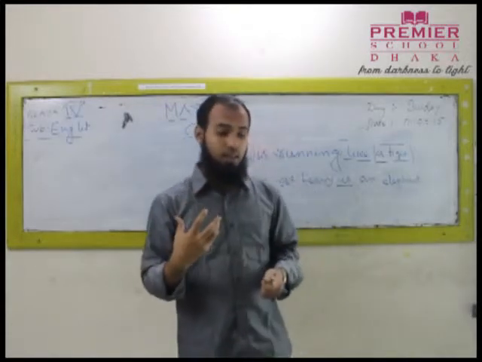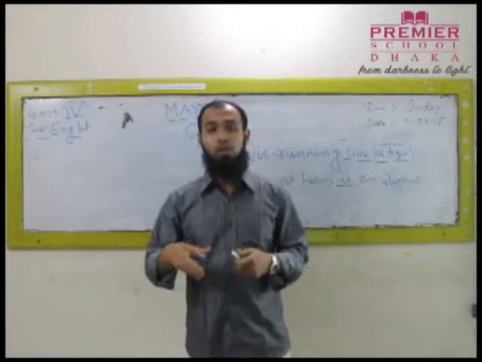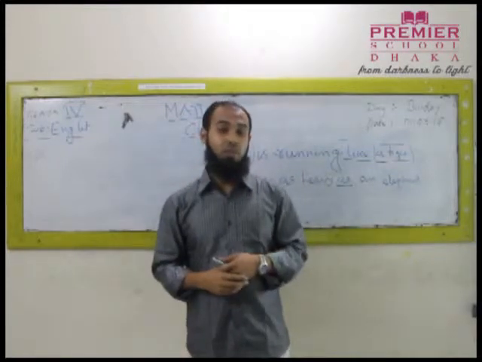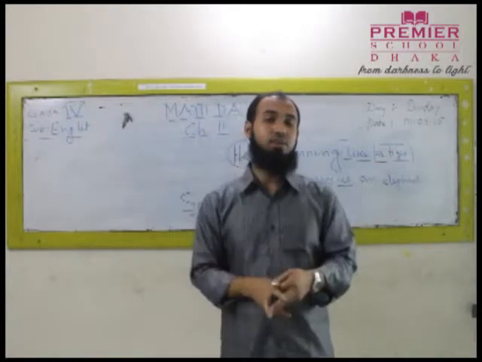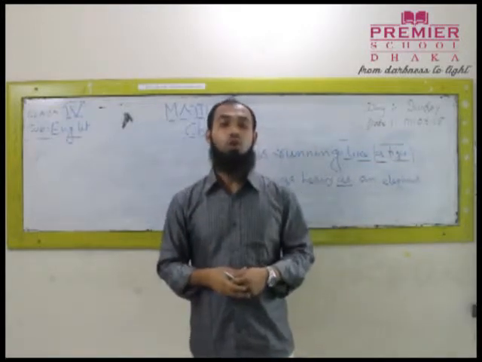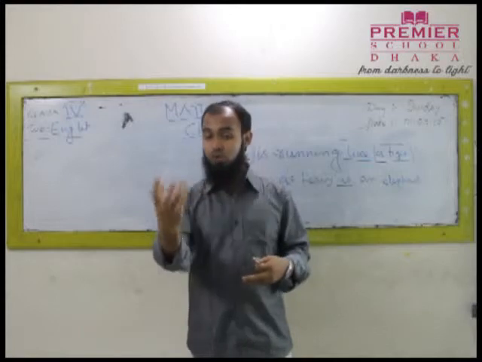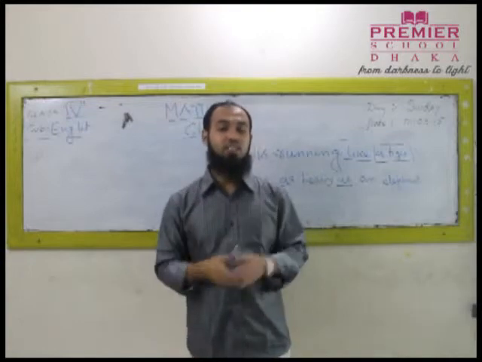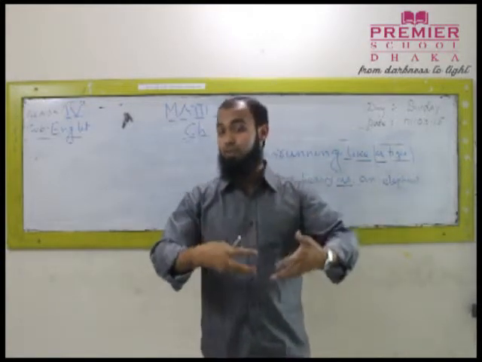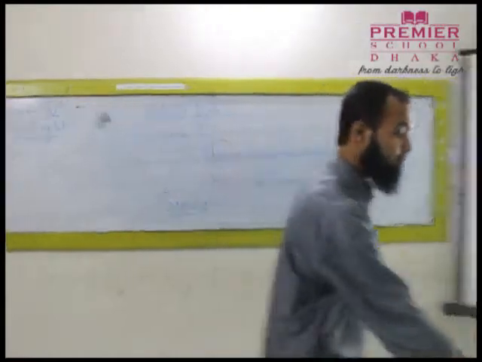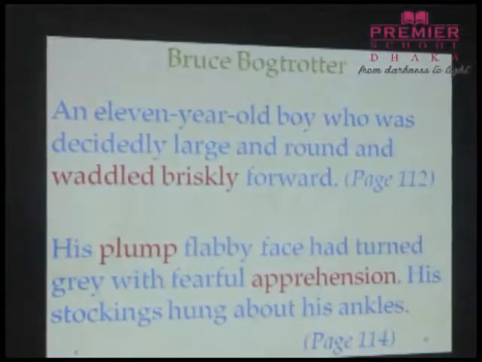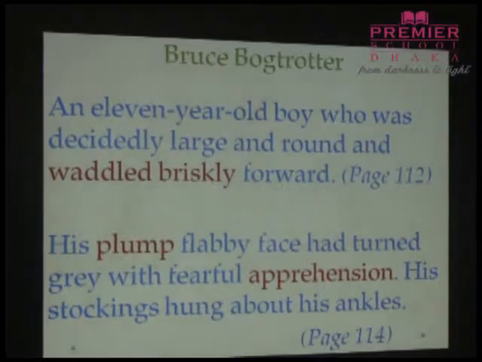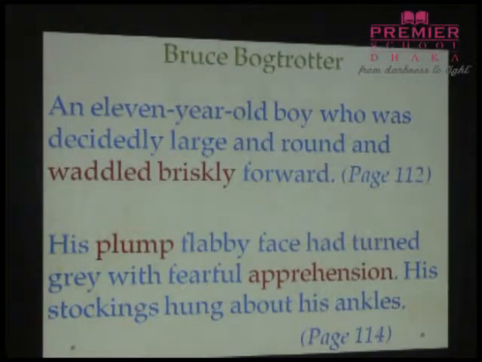So after that, the Trunchbull called out all the students to the assembly, and when all the students gathered together, she called out Bruce Bob Trotter. He's a student and she was calling for him. When he was coming, the narrator is describing his features, what kind of person he is. Can you look at the screen? Bruce Bob Trotter, an 11-year-old boy who was decidedly large and round, waddled briskly forward. When he was called, he waddled briskly.